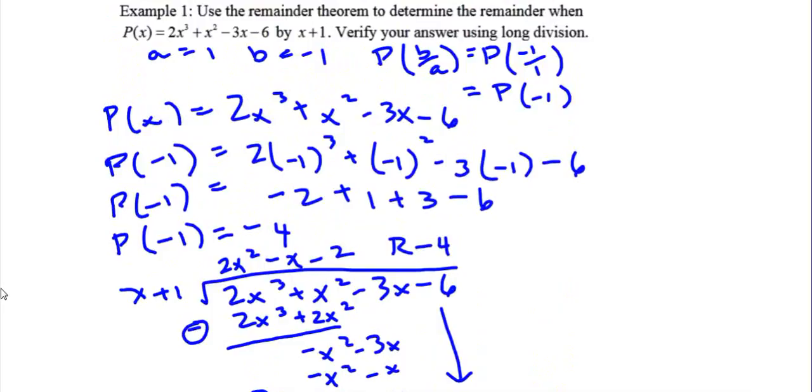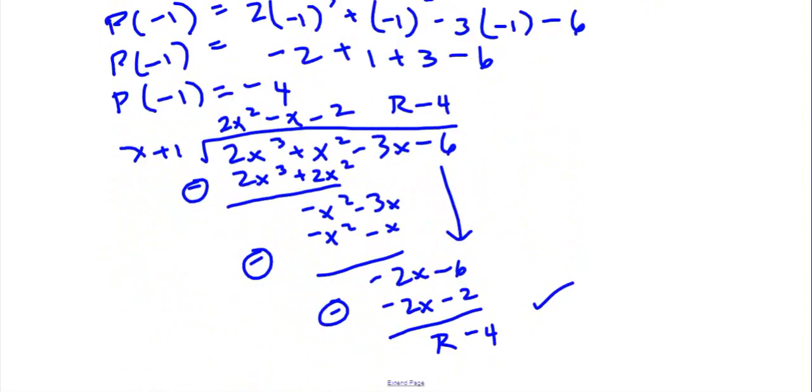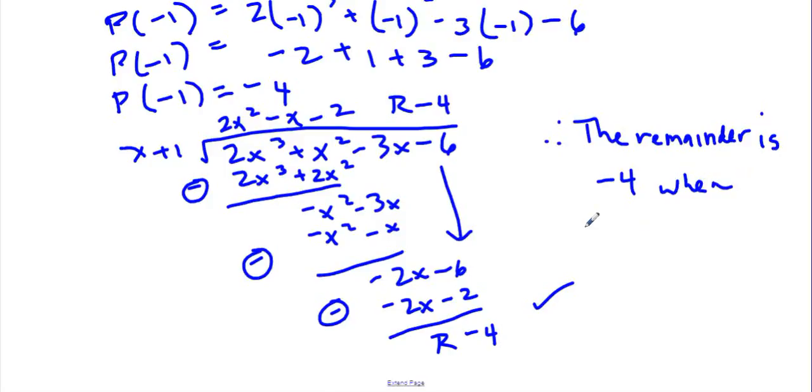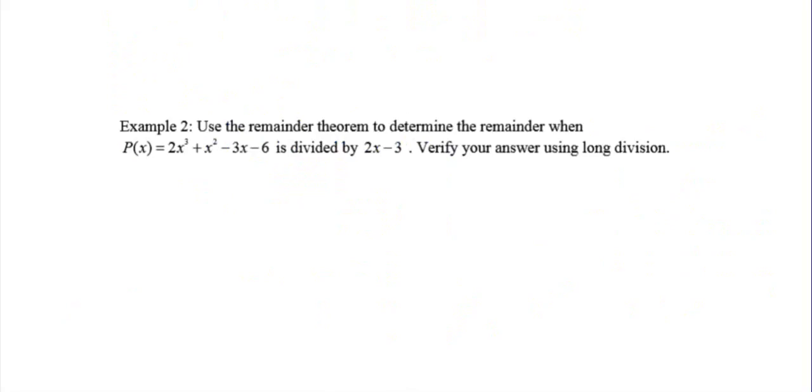Okay, so determine the remainder. You could say the remainder is negative 4 when 2x cubed plus x squared minus 3x minus 6 is divided by x plus 1. Okay, next, that's the remainder theorem in a nutshell.